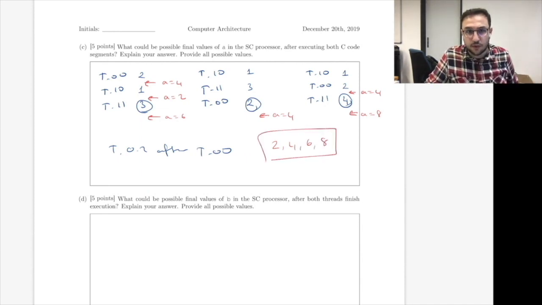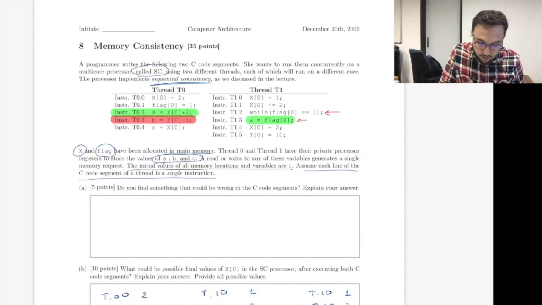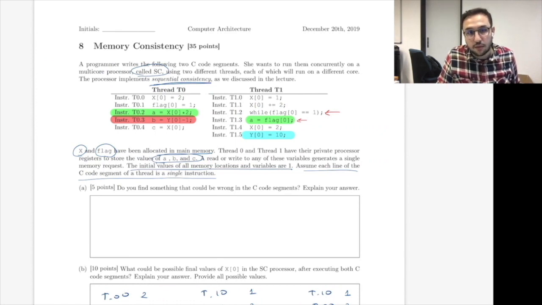The next part of the question asks about all possible values that B can get. B is set only in this instruction, and it depends purely on y0's value. So we need to check what values y0 can get and what the ordering of these instructions can be. You can see that y0 only changes at this instruction, which can never be reached because of the infinite loop again. And we know from the assumption that y0's initial value is 1. Therefore, B can only get one value, which is 0.